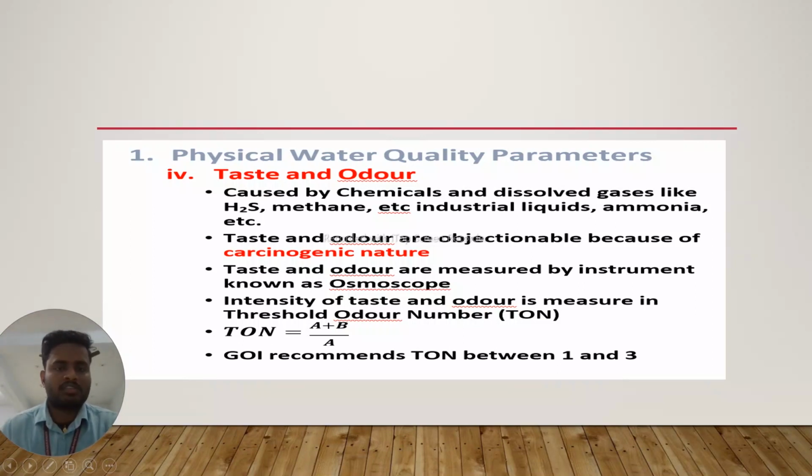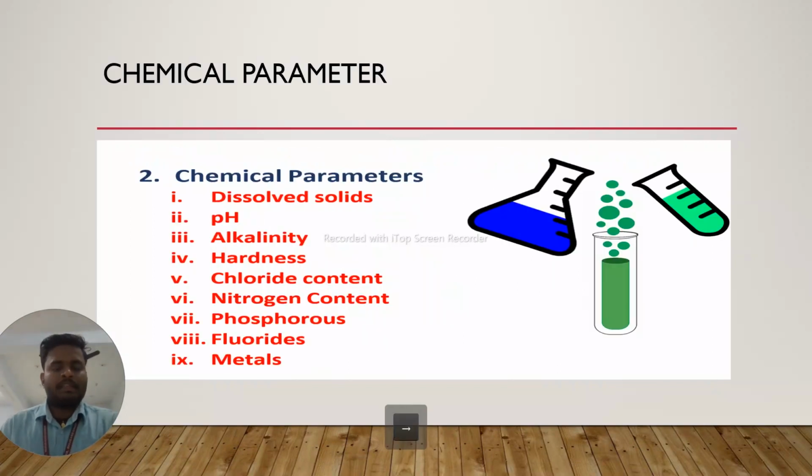Suppose we have collected some water. In that water, the odor number should be 1 to 3, and it can be acceptable, right? Then chemical parameters. In chemical parameters, various chemicals are also there, like dissolved solids, pH, alkalinity, hardness, chloride content, nitrogen content, phosphorus, fluoride and metals.